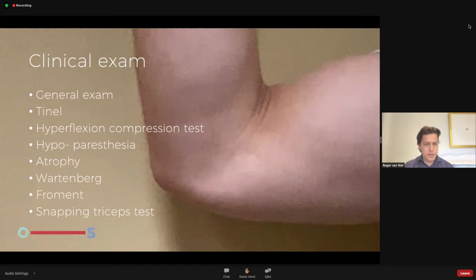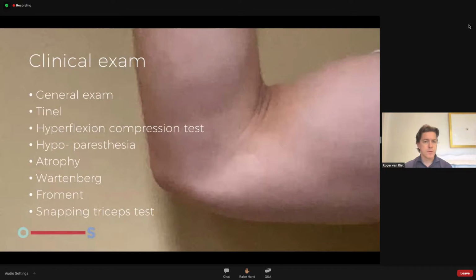The hyperflexion compression test is the one I like the most probably. You flex the elbow whilst compressing on the ulnar nerve with your finger, and if they get symptoms within, let's say, 20 to 30 seconds, then the test is positive. Don't exaggerate the test. As soon as they get symptoms, stop pressing on it, because they can feel it for a long time, especially those patients with really symptomatic ulnar nerve compression.